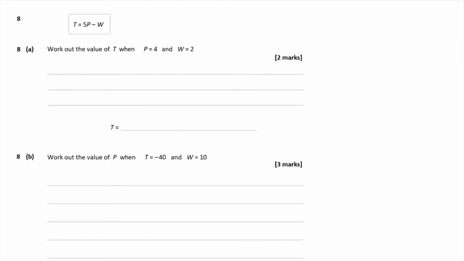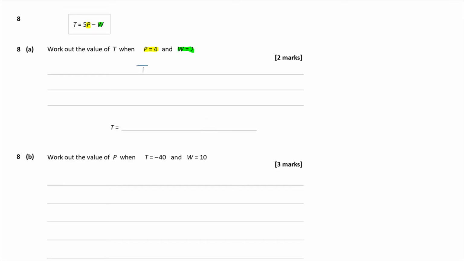Question 8. I've got a formula and it says t is equal to 5p minus w. I'm not quite sure what formula that's about, but all I need to do is work out the value of t when p is 4 and w is equal to 2. So this is a substitution question. What I need to do is take the value of p, which is 4, and replace it here where the p is, and take the value of w, which is 2, and write it there, and then work out what the value of t is.